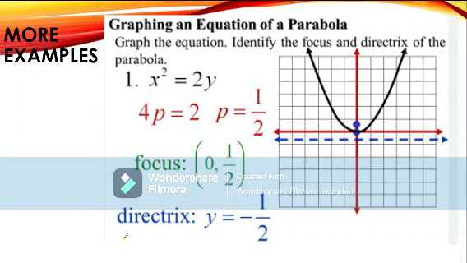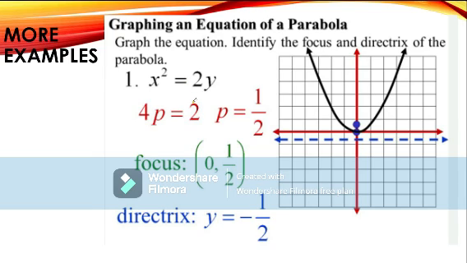Now, we will have another last example, a very simple example. For example, you are asked to graph the equation and identify the focus and directrix of the parabola x squared is equal to 2y. Basically, if this is the equation, the axis of symmetry is vertical and the vertex is (0, 0), or at the origin.